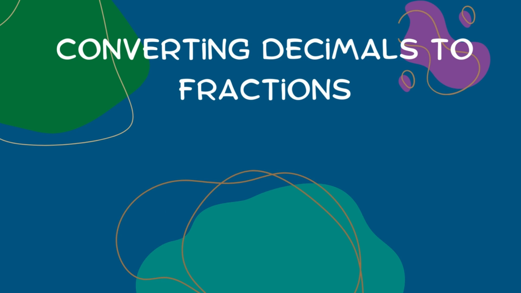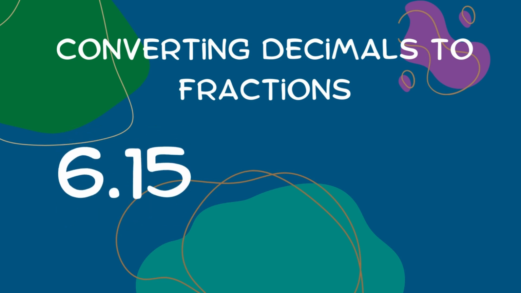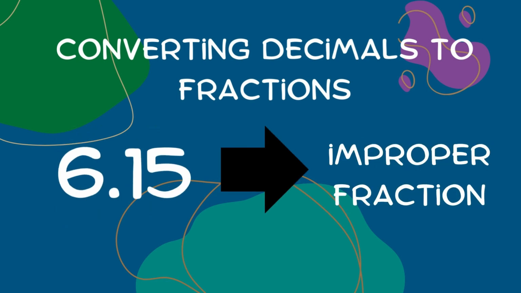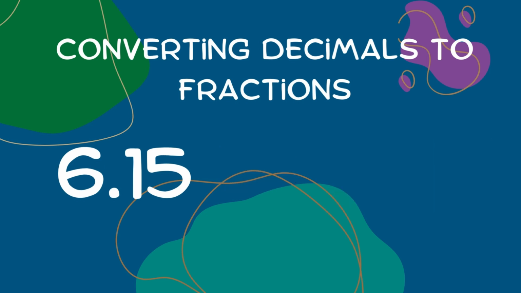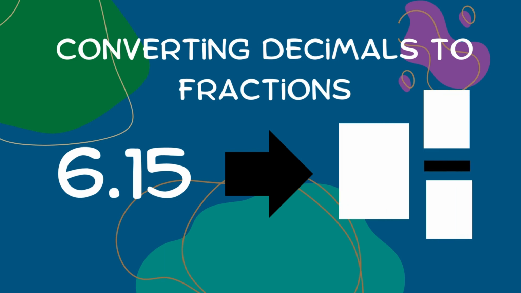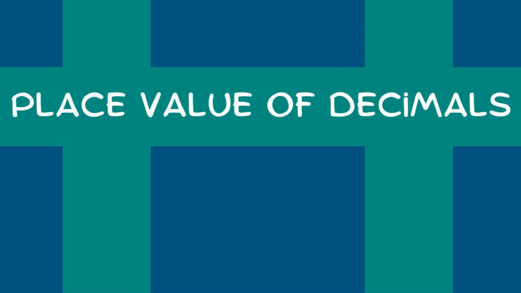For example, let's say we wanted to convert 6.15 to an improper fraction. There are a multitude of ways to do this. However, I would recommend starting by converting the decimal to a mixed number. Firstly, the 6 is a whole number, so we can leave it alone. The only thing we need to focus on is the 0.15. And how we address it is by understanding its place value.